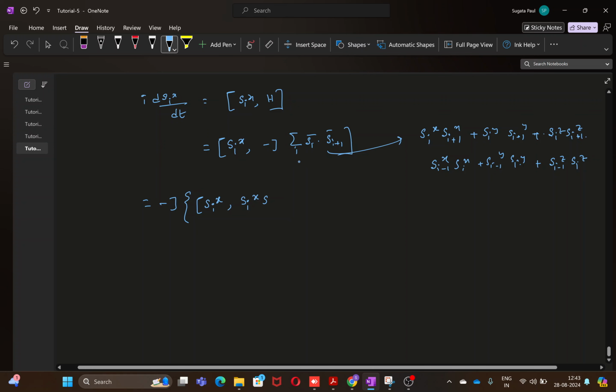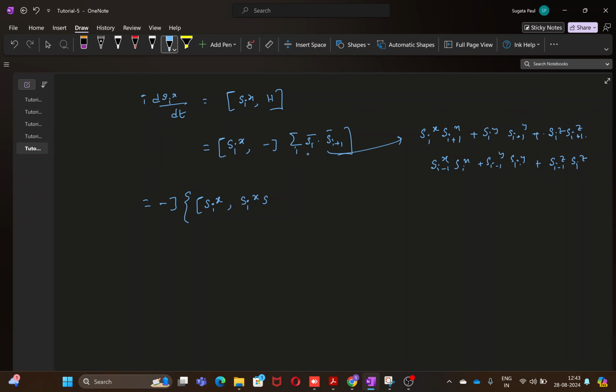So you just have two terms from the summation, because you have to take Si only. Other than that, if you take another spin, then this will give you a zero value from the commutator bracket relation, because I have already told you that for the commutator bracket relation to be valid and non-zero, firstly you have to have the same spin.